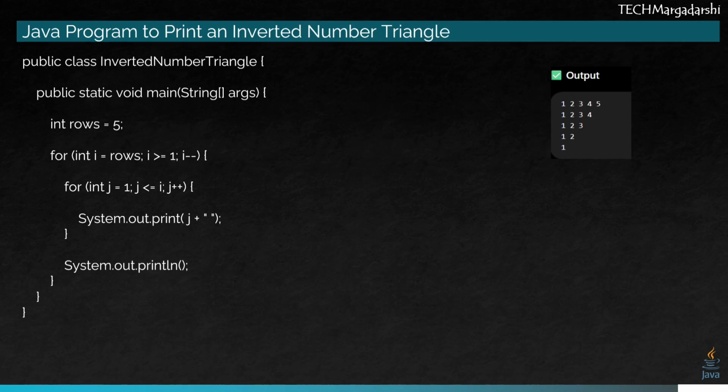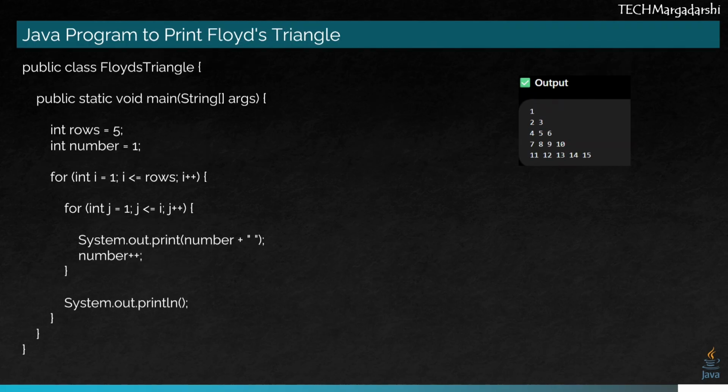Here, we take the number of rows as 5 and use 2 nested for loops. The outer loop starts from 5 and decreases down to 1, which creates the inverted structure. The inner loop prints numbers starting from 1 up to the current row number. So the first row prints numbers from 1 to 5, the next row prints 1 to 4, and this continues until only 1 is printed. This program is a simple example of nested loops and changing loop conditions to create different number patterns in Java.